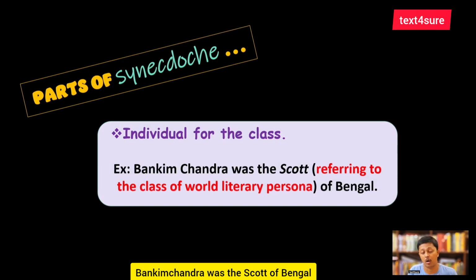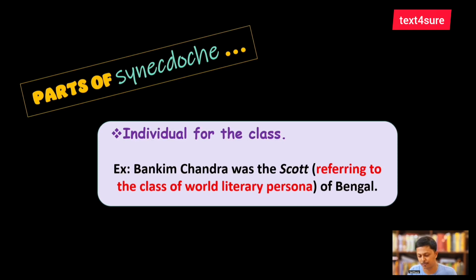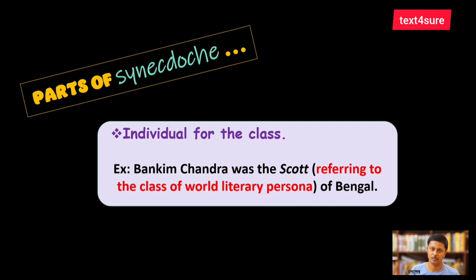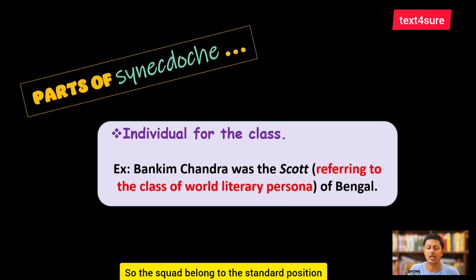The next one is individual for the class. "Bankim Chandra was the Scott of Bengal." So Scott, Walter Scott, great historian, writer of historic novels. So Bankim Chandra is the Scott of Bengal. Scott is therefore referring to the class of world literary personalities. So here, the individual Bankim Chandra is referring to the class of people, the good writers. So Scott belongs to a standard position. So this individual is for the class.